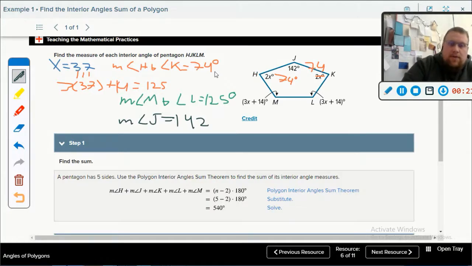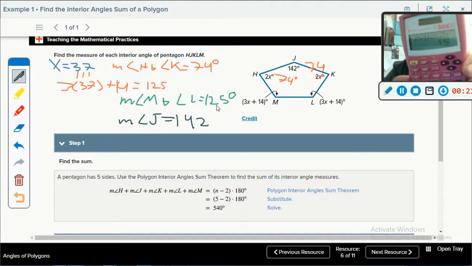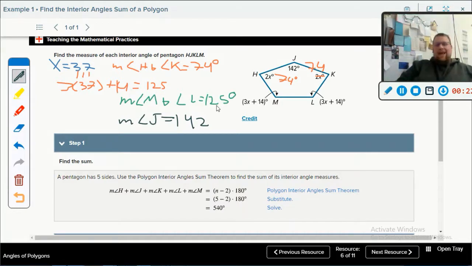I have two angles at 74 degrees, two angles at 125 degrees, and one at 142. I'm going to add this up in my calculator. Let's see. 2 times 74 plus 2 times 125 plus 142. Look at that. I don't know if you can see it real well, but that's 540 degrees, which is the angle measure of our pentagon, the interior angle measure. So this is how we find all those angles. Awesome. Let's roll on. I'm going to delete this. 3, 2, 1.